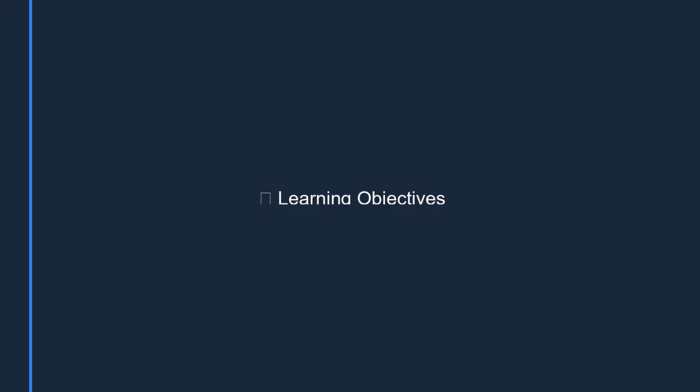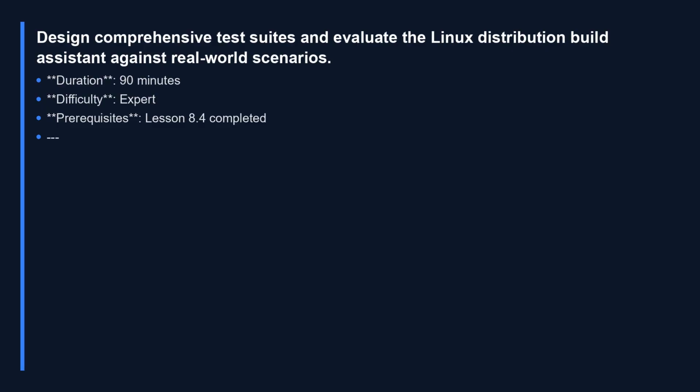Learning Objectives. This lesson is about proving your model works, not just hoping it does. You'll design comprehensive test suites and run your Linux distribution build assistant against real-world scenarios. Plan for about 20 minutes. This is expert level work, and it assumes you've completed lesson 8.4.